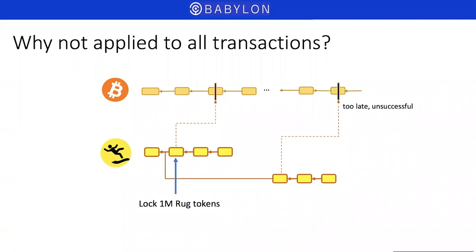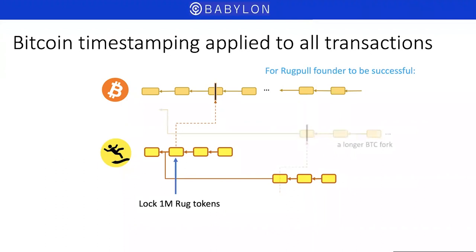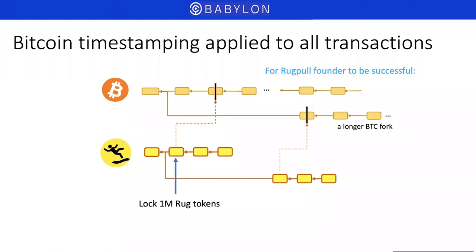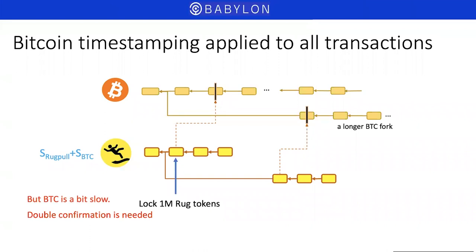Now, in that case, for the attacker to steal the money, it has to fork Bitcoin, which is very hard. And so in some sense, your economic security is now the sum of the Bitcoin economic security and the rug pool economic security. You have to fork both chains, Bitcoin and rug pool. The bad thing about this is Bitcoin is slow. So if you do this for every transaction, everything slows down into Bitcoin confirmation. We don't want that. And the reason is because here we are relying on double confirmation, not only on a special transaction like unbonding, but for every transaction.